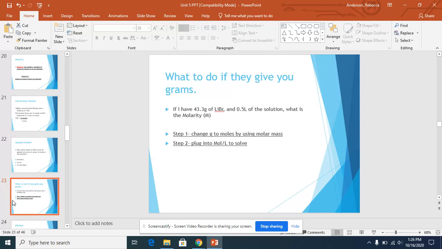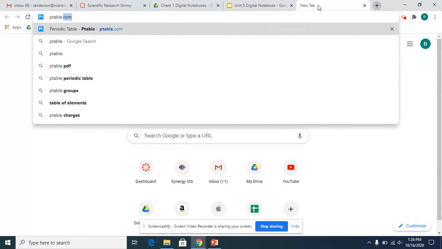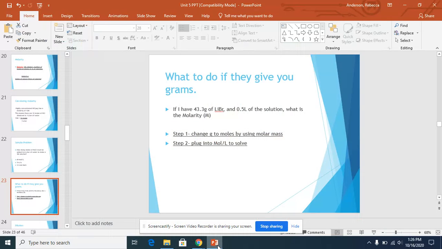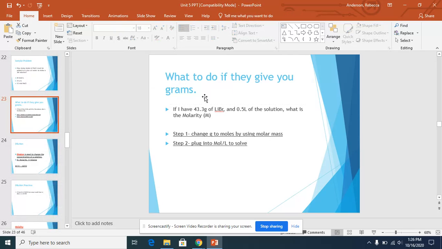What do you do if they give you grams? Step 1, change grams to moles by using molar mass. So to find molar mass is what we did last unit. You can use the periodic table. If you don't have one printed out, you can use ptable.com. I'll go ahead and pull that up because that's what I will use as a reference for you all. Okay. Then, now that you've changed it to moles, you can then plug it in to moles over liters to solve. So here's an example.